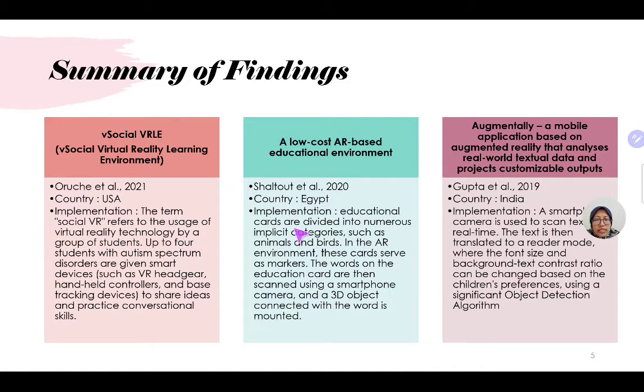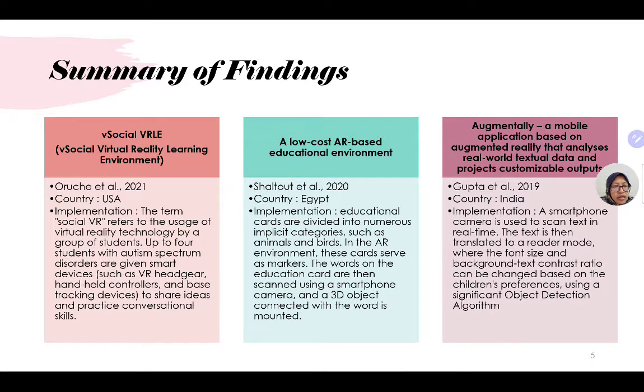The second one is from Egypt. Okay, the implementation is the educational cards are divided into numerous implicit categories, such as animals and birds. Okay, in the AR environment, these cards serve as markers. The words on the education card are then scanned using a smartphone camera, and a 3D object connected with the words is mounted.